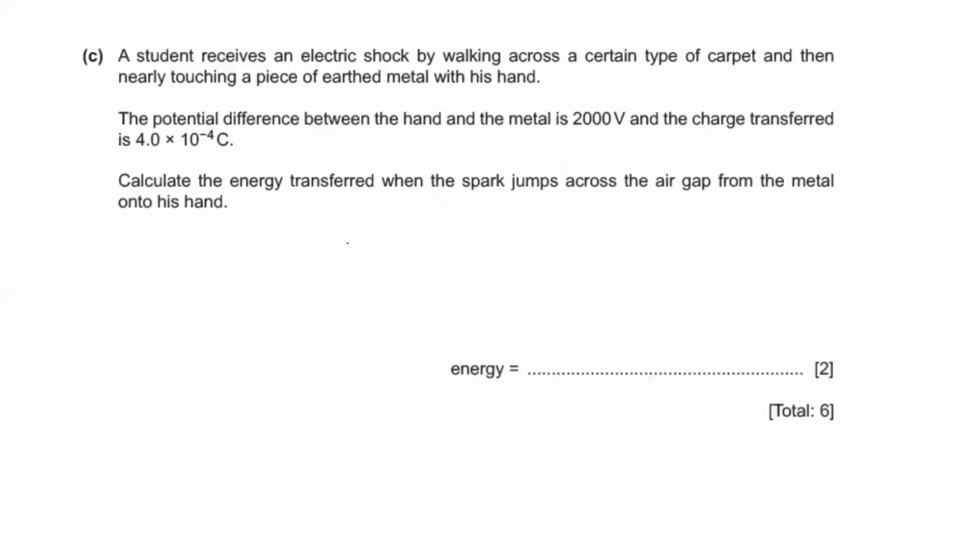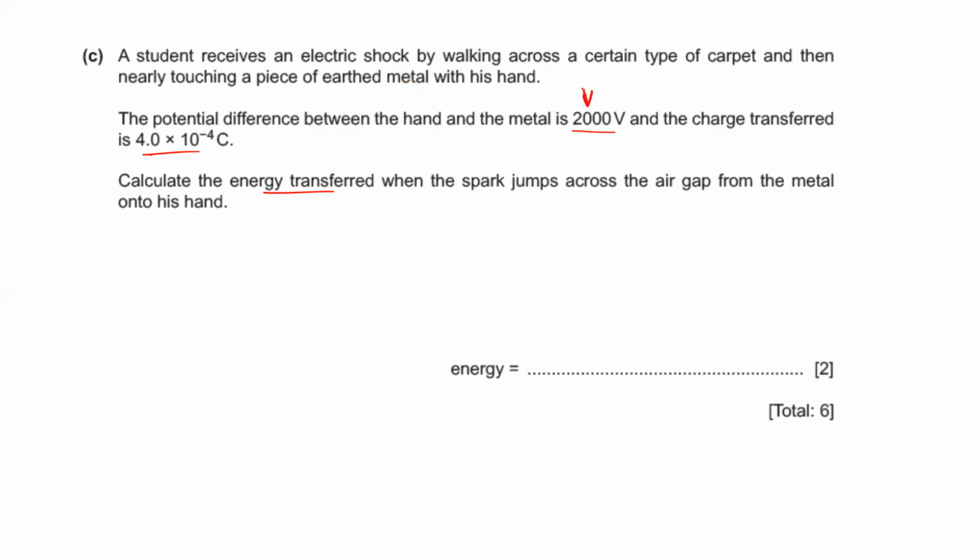Okay, so next part, it says that a student receives an electric shock by walking across a certain type of carpet and then nearly touching a piece of earth metal with his hand. The potential difference between the hand and the metal is 2000 volts, and the charge transfer is 4 × 10 power minus 4 coulomb. Calculate the energy transferred when the spark jumps across the air gap from the metal onto his hand.